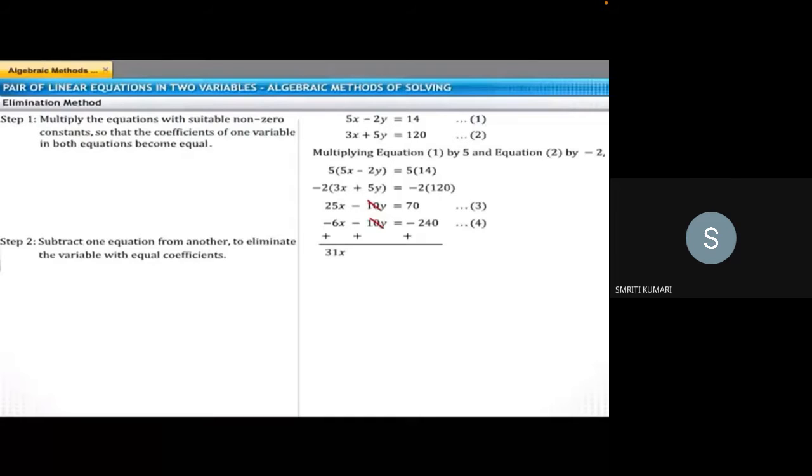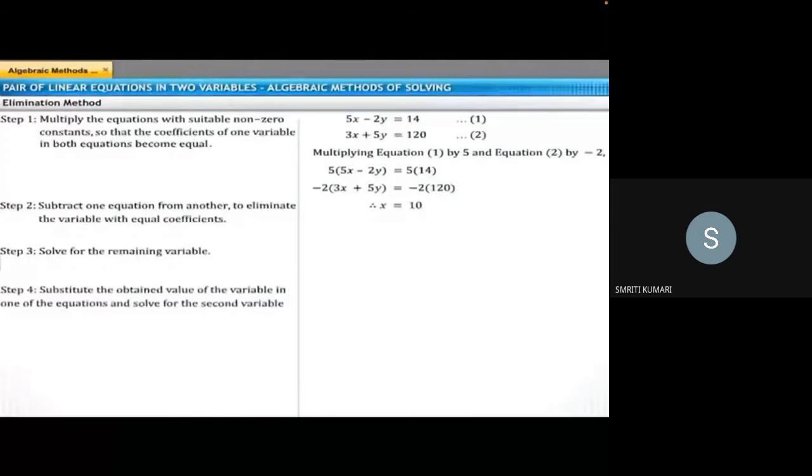Actually, it is not necessary to multiply only by minus 2. You can multiply by plus 2 also, and then you can subtract the equations. In this situation, you get 31x equal to 310, so x is equal to 10. Then solve for the remaining variable.